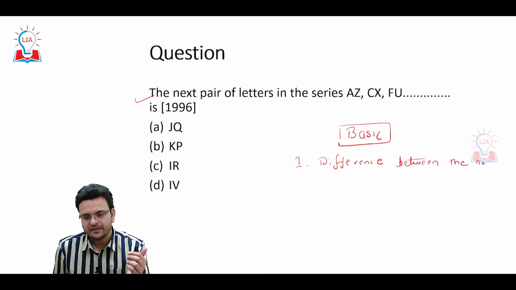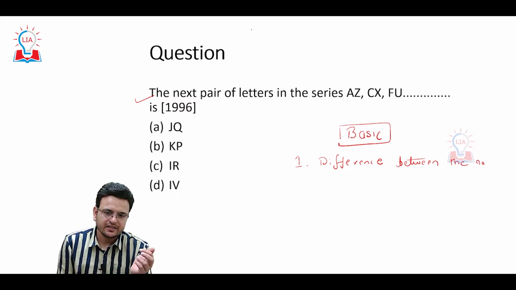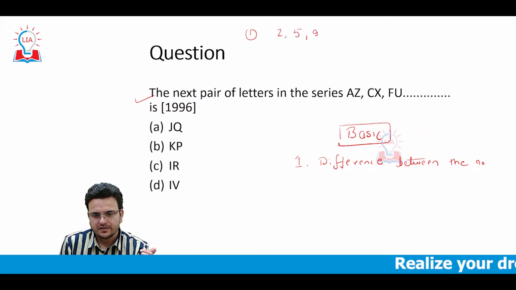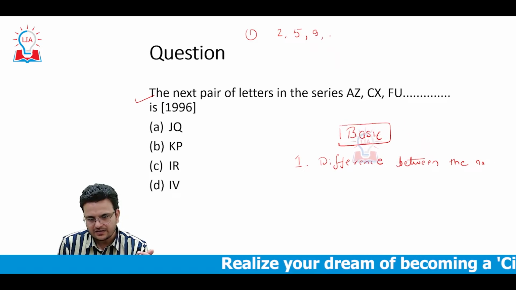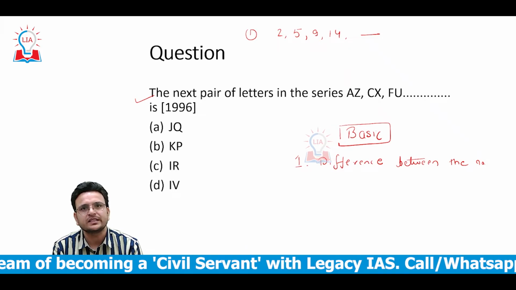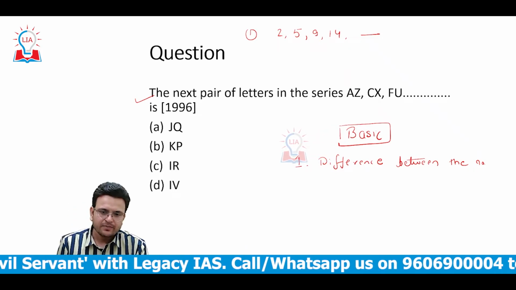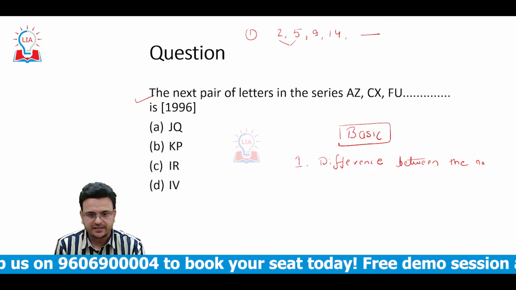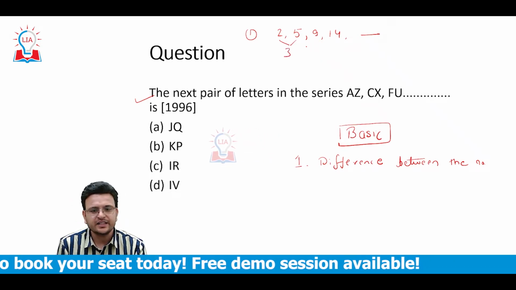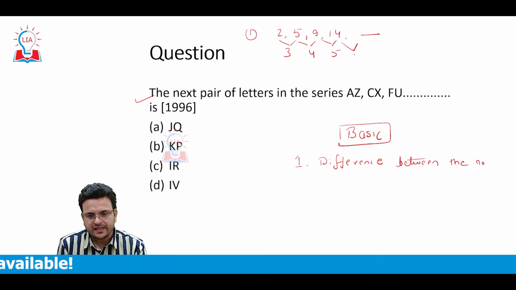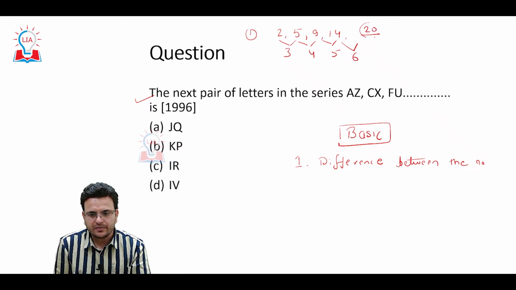Consider I am writing a series: 2, 5, 9 and 14. What will be the next number of this series? Whenever you see a series, you have to just check the first thing, the difference. Here the difference is 3, then we have 4, then we have 5, then the difference will be 6. So the next number will be 20.